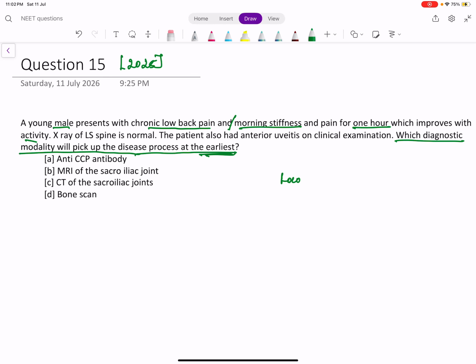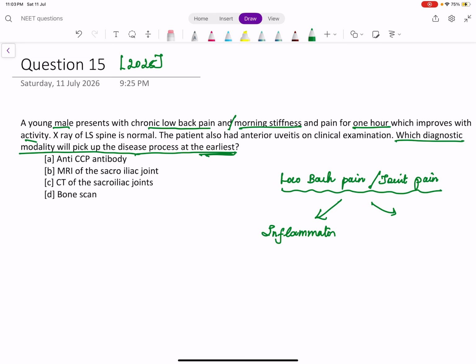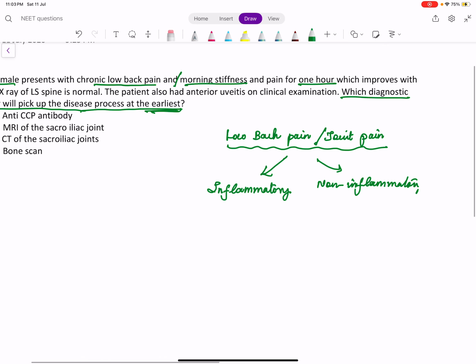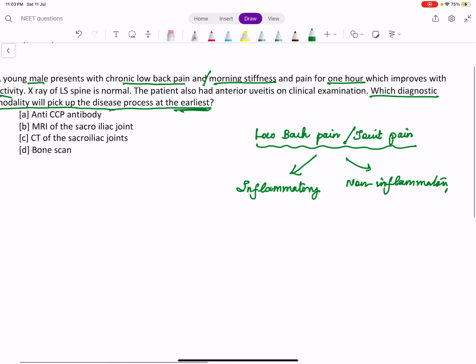Whenever a question comes, this is a rheumatology question, whenever a case scenario comes on low back pain or joint pain, our approach is we have to differentiate between two types of pain: whether it is an inflammatory pain or a non-inflammatory pain. Because non-inflammatory pain, the diagnosis will go towards ortho or a surgery question. If it is inflammatory pain, the answer will go towards rheumatology.